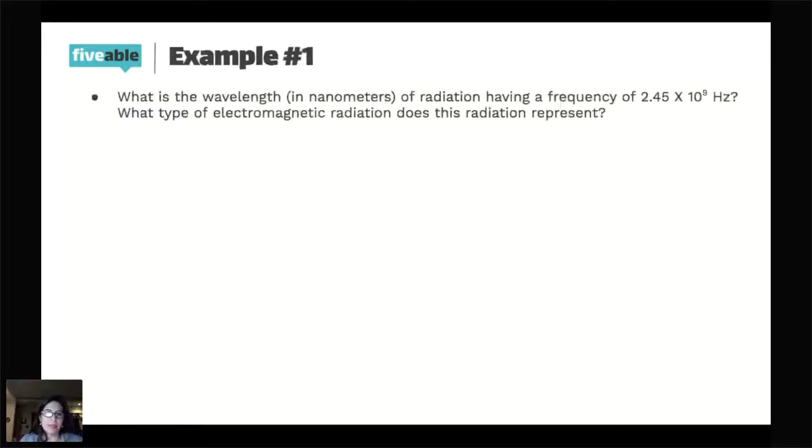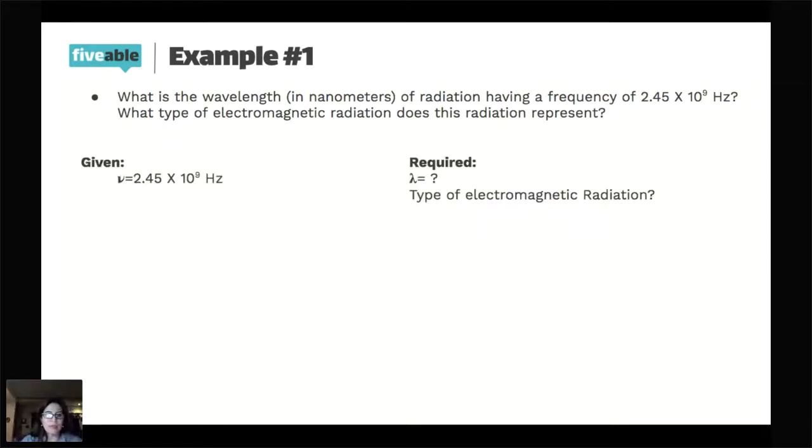Let's do an example. If they ask us for the wavelength in nanometers of radiation having a frequency of 2.45 times 10 to the power of 9 hertz, and they ask us what type of electromagnetic radiation this radiation represents. As always, I recommend you organize your data. Organize the given and the required. They gave us the frequency and they're asking us for the wavelength and the type of electromagnetic radiation.